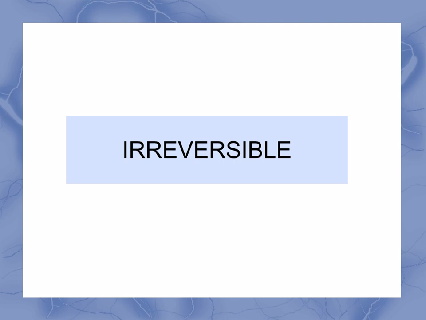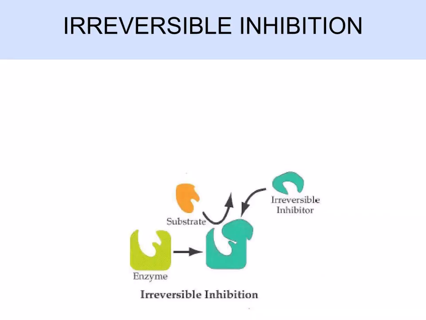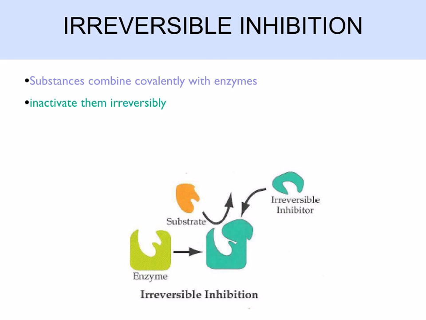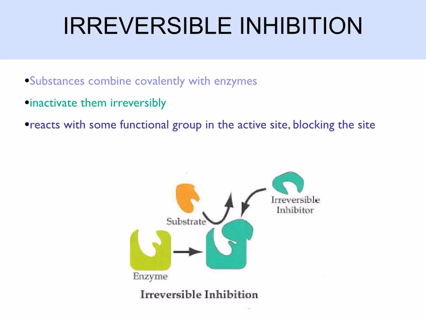Now we're going to move on to irreversible inhibition. So what is irreversible inhibition? Well, let's have a look at this picture here. You've got your enzyme, and when your little irreversible inhibitor comes along, it binds to the active site and it binds permanently there. So the substrate can't bind. So we say that substances that can combine covalently with the enzymes and inactivate them irreversibly are called irreversible inhibitors. They react with some kind of functional group in the active site and they block the active site.